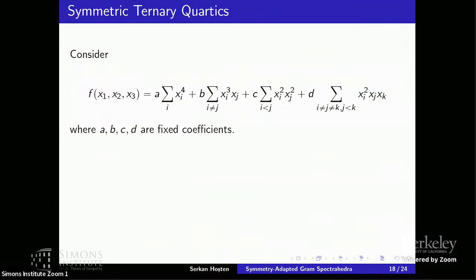Let's take, for instance, a symmetric ternary quartic. Okay, 3 variables, degree 4, but symmetric. Such a polynomial can be given by 4 coefficients, really. You don't need too many coefficients. So that's A, B, C, D. That's a symmetric ternary quartic.